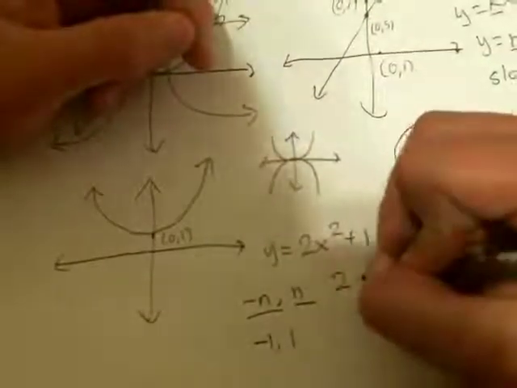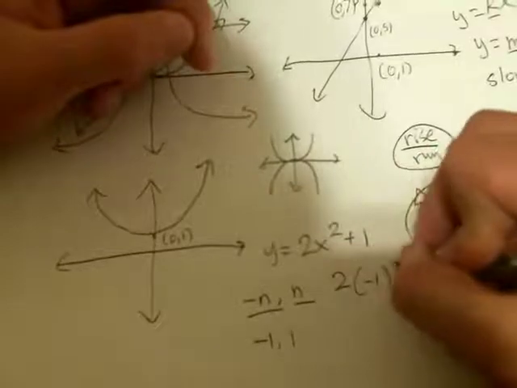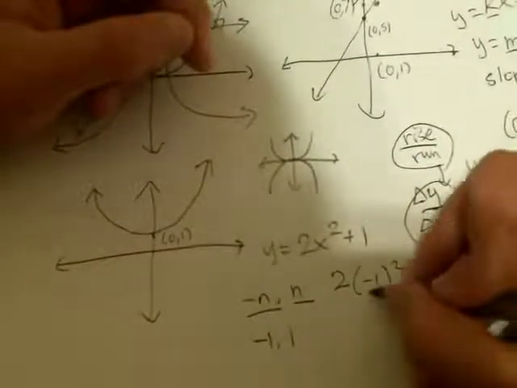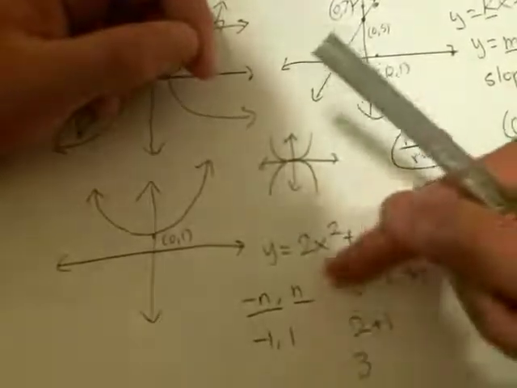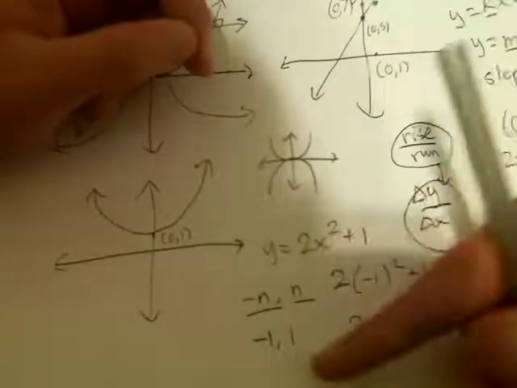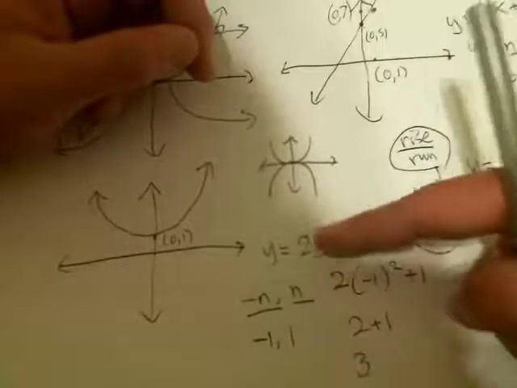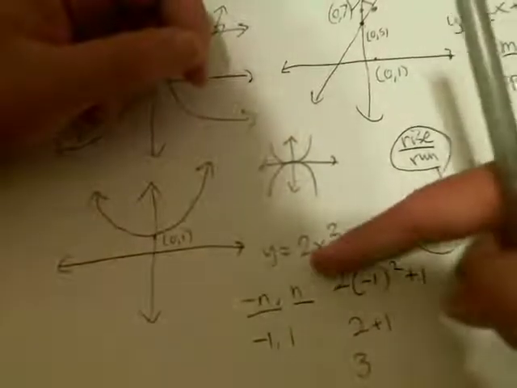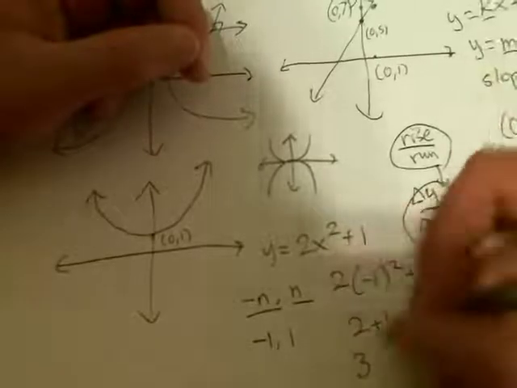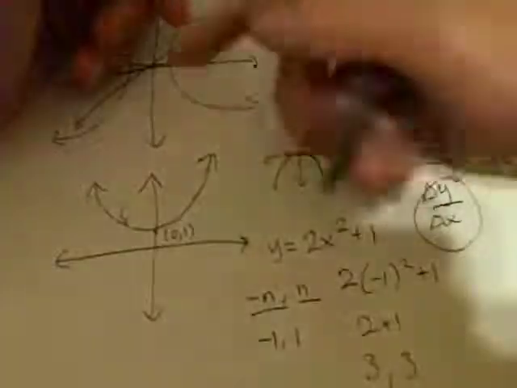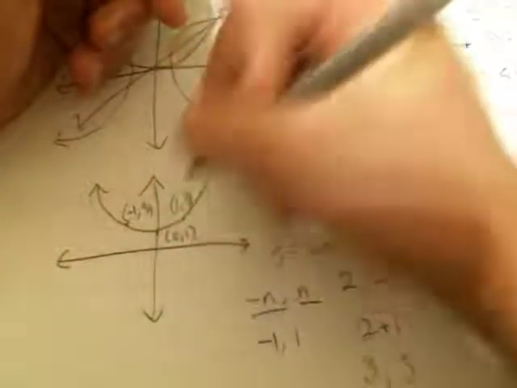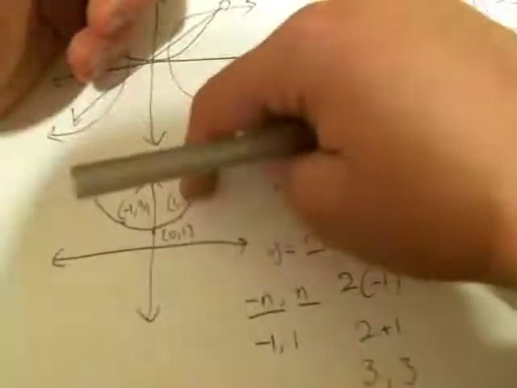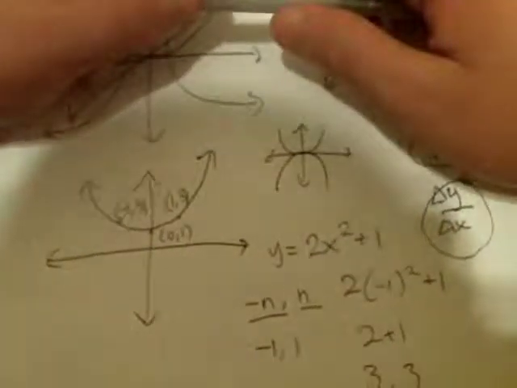So this would be 2 times (-1) squared plus 1, which is 2 plus 1, that's 3. And we can plug 1 into the x spot right here: 2 times 1 squared, which is 2, plus 1, so that would also be 3. That means our two points would be (-1, 3) and (1, 3). Those would be two of our points on this parabola, and that would be the graph for this one.